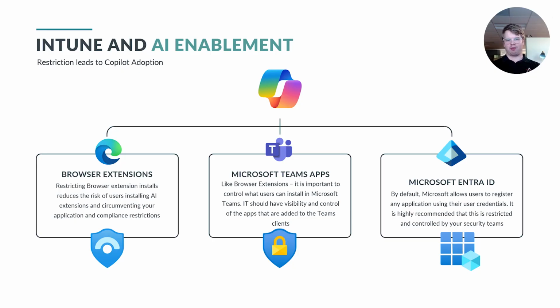Entra ID has a similar setting that restricts the registration of enterprise apps. It is recommended by default that you turn this off and only allow users to request apps. If all these settings are left on, they can circumvent your compliance policies and application restrictions. So it is recommended that these are turned off for better security and enablement of Copilot.